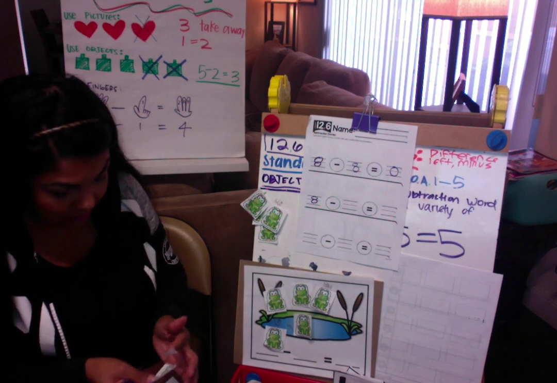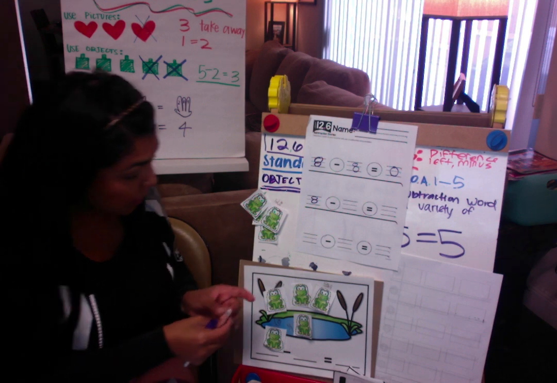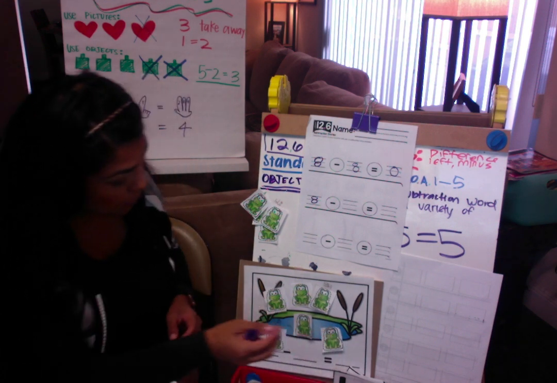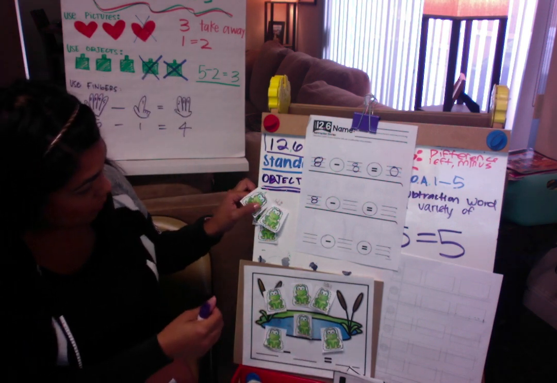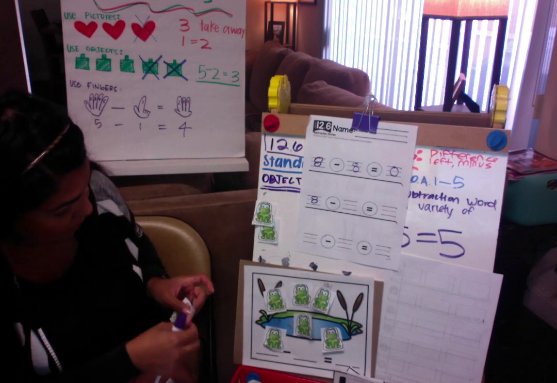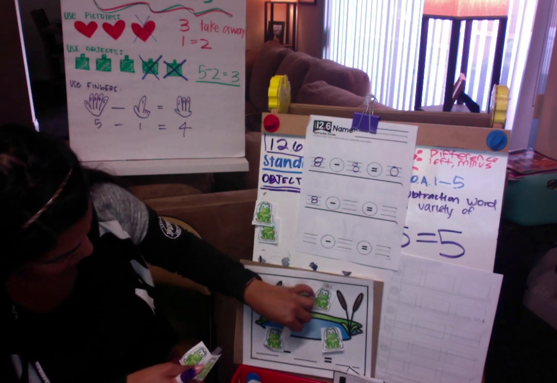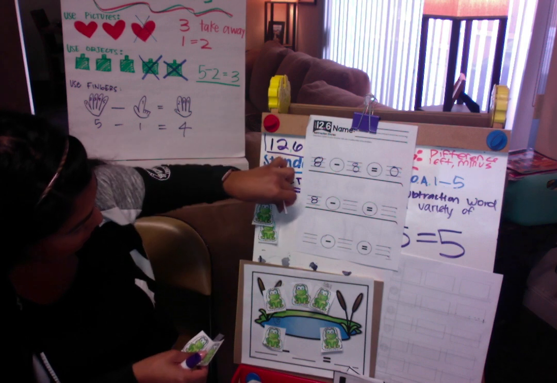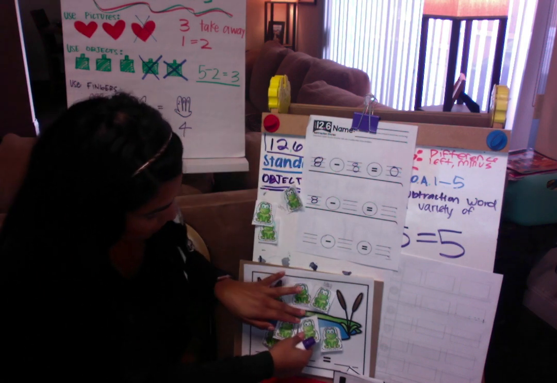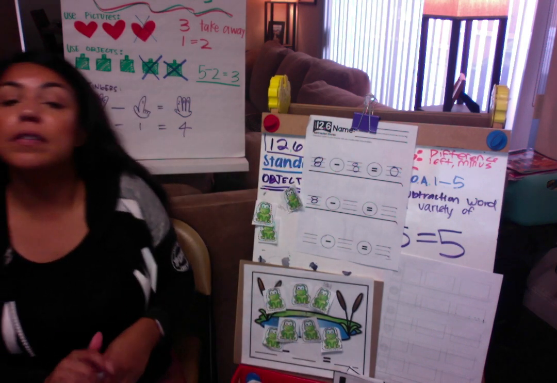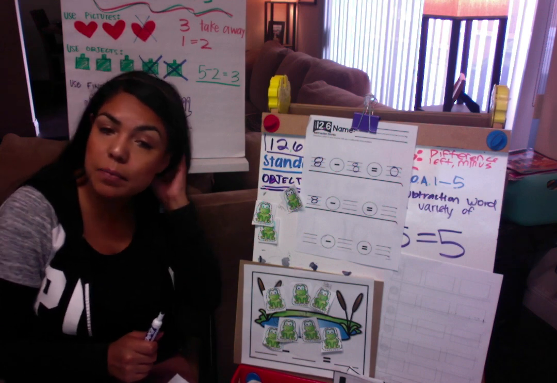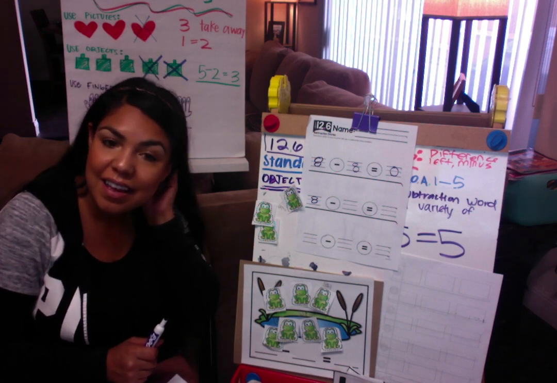I only have 7. You have 7. You need 8. I can't afford... You lost your froggies? 1, 2, 3, 4, 5, 6, 7, 8, 9, 10. Okay, you should have how many inside of your pond, boys and girls? 8. There you go. 8.